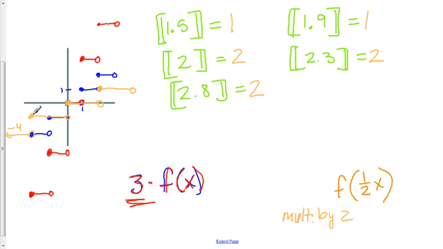And that is everything from section 3.5.